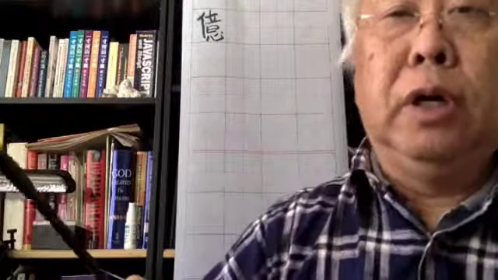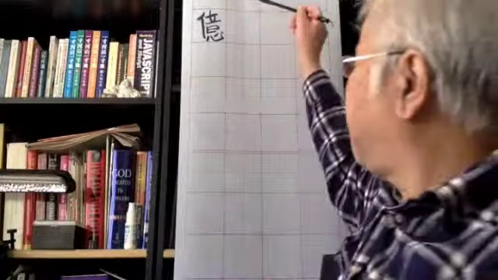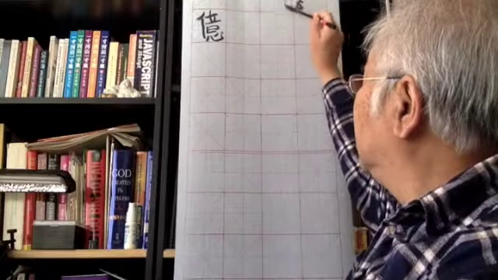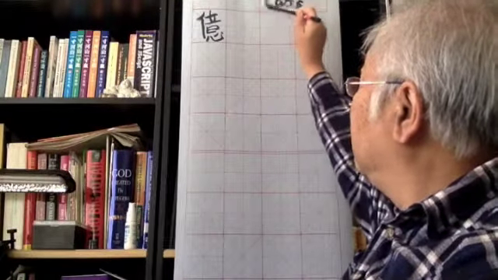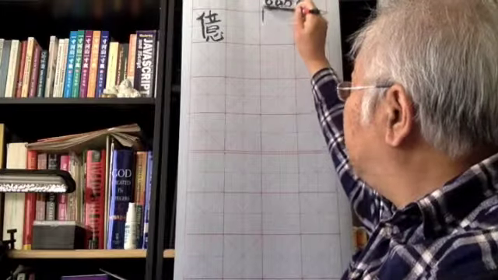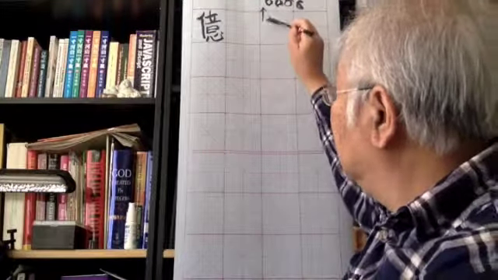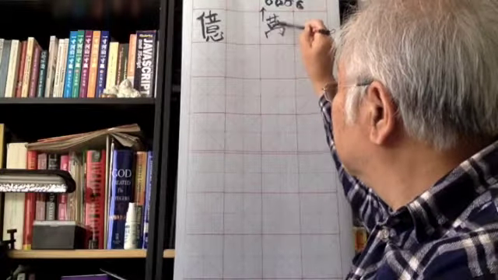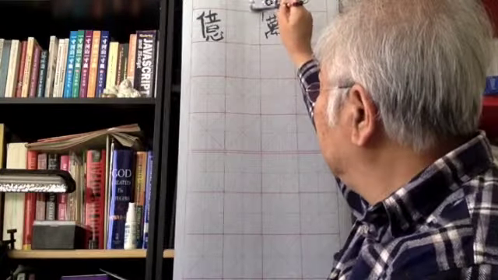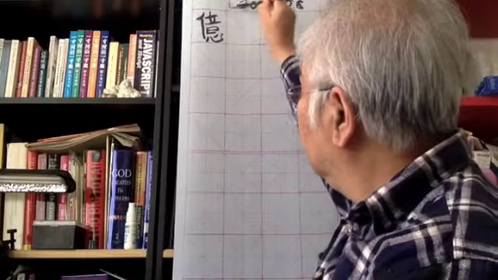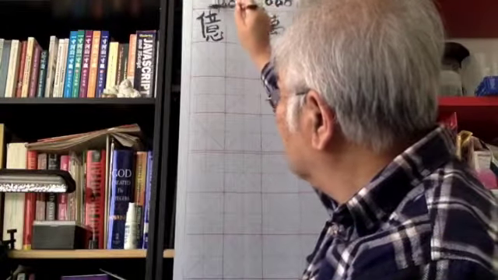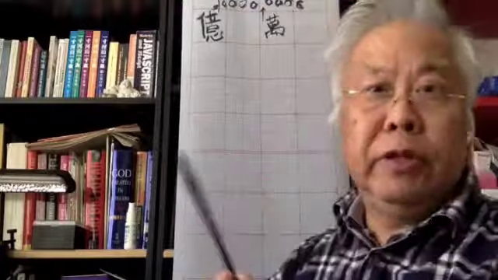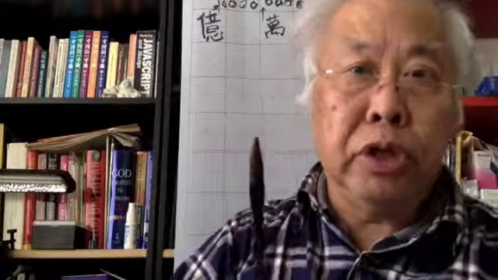This is the word for 8 zeros. So 1, 2, 3, 4. At this place, we have the 10,000. And then another 1, 2, 3, 4. Now at this space here, we have this word. So it is already pretty large.